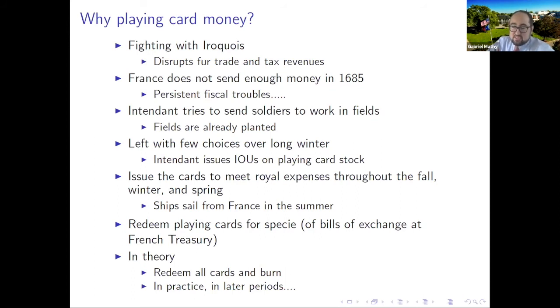There's also bills of exchange that they use. So essentially, the French have their own IOUs at the French Treasury. In theory, and in the early years, they're going to do this. They're going to redeem all the cards and burn them. In practice, of course, later on, as the fiscal situation deteriorates in France, they're just not going to redeem them. But in the initial periods, they have enough specie to redeem all the cards, but people want to keep them to use in domestic commerce. So the cards are going to be very popular initially.